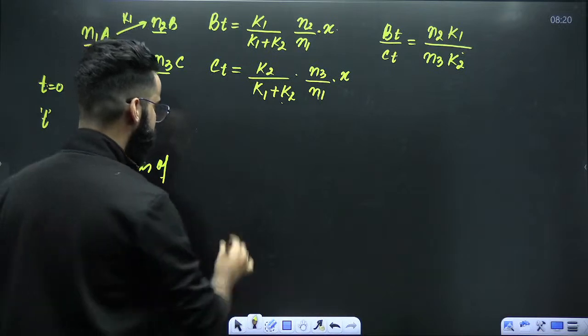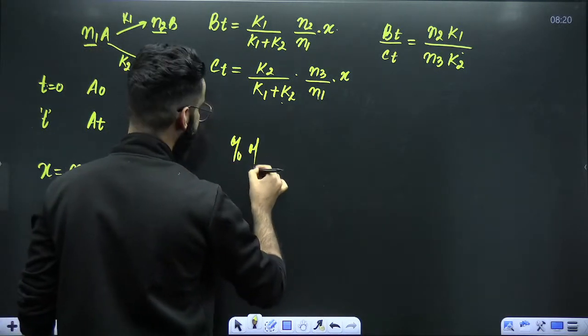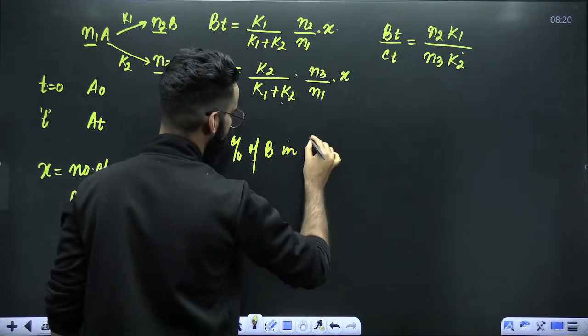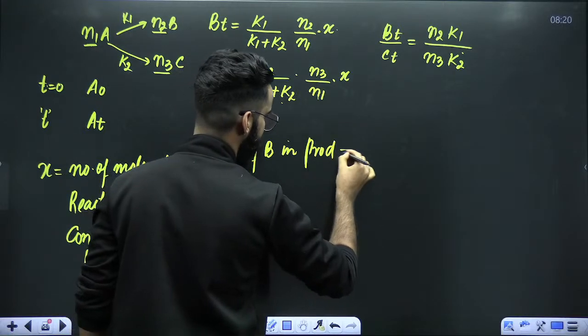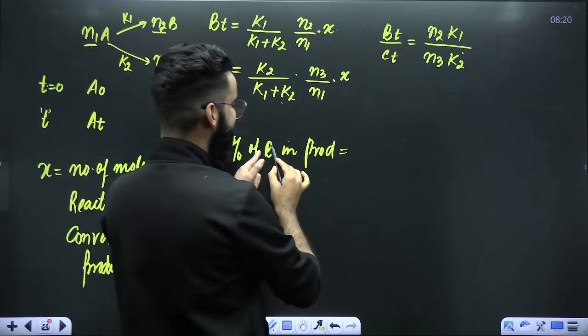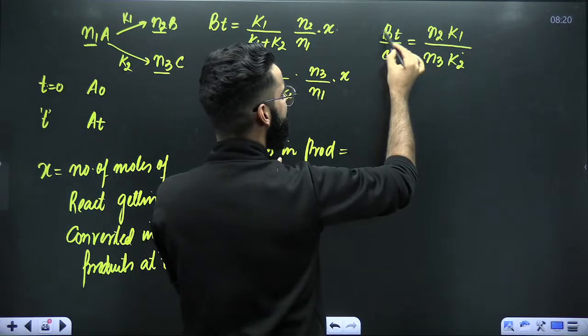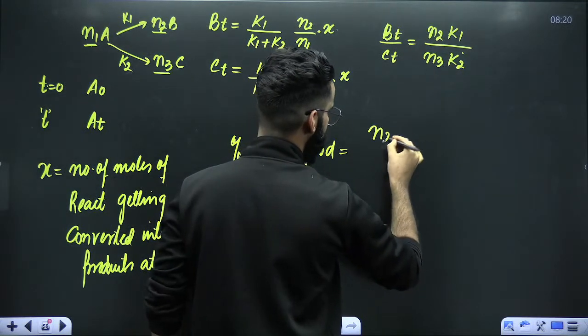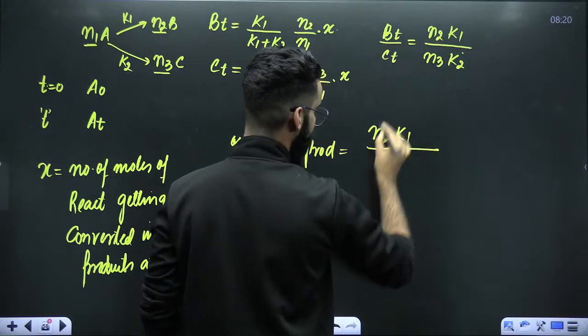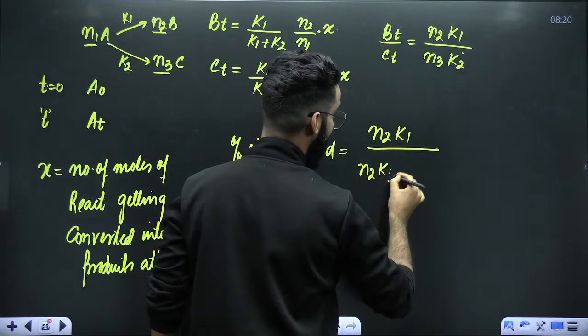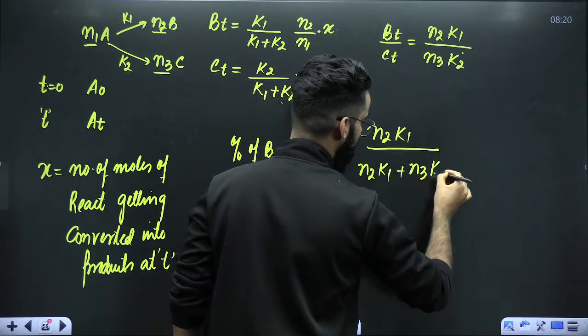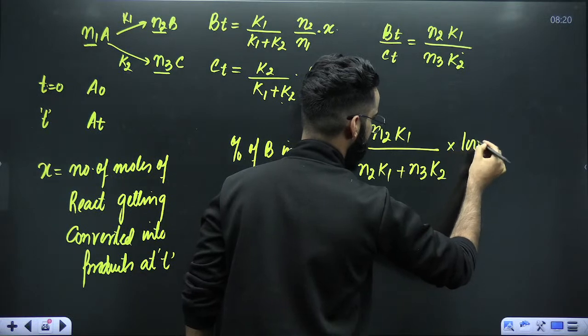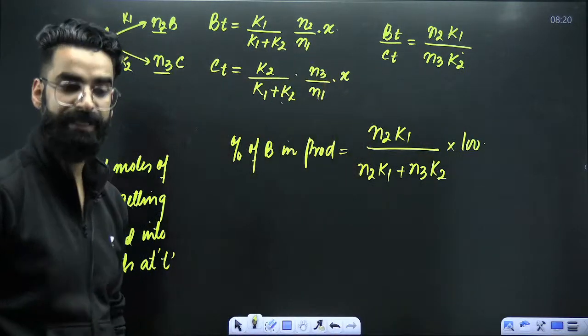Perfect. If they ask you, what is the percentage of B in the products? Calculate the percentage of B in the products. How are you going to do it? What is there in front of B? N2K1. So you'll write N2K1 divided by N2K1 plus N3K2 multiplied by 100. Right? This will give you the percentage of B in the products.